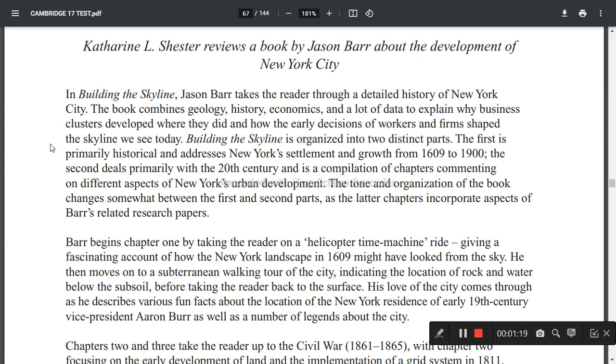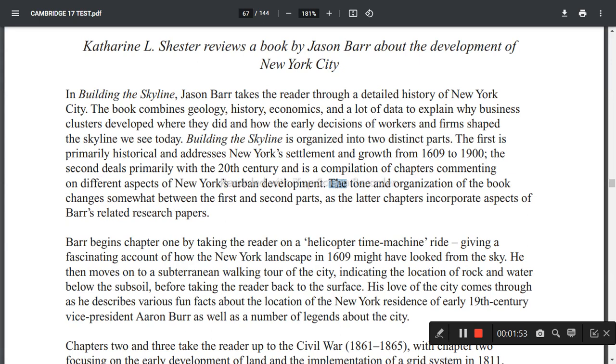Building the Skyline is organized into two distinct parts. The first is primarily historical and addresses New York's settlement and growth from 1609 to 1900. The second deals primarily with the 20th century and is a compilation of chapters commenting on different aspects of New York's urban development.